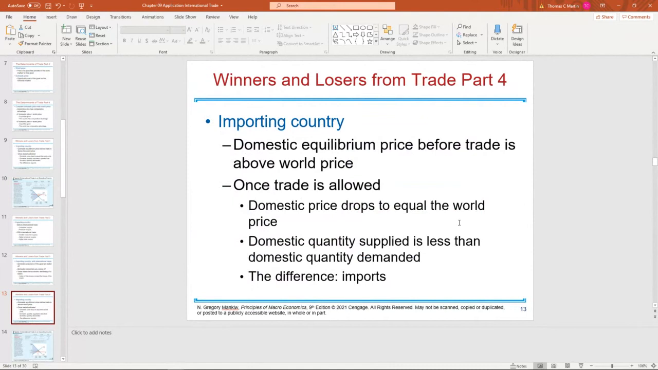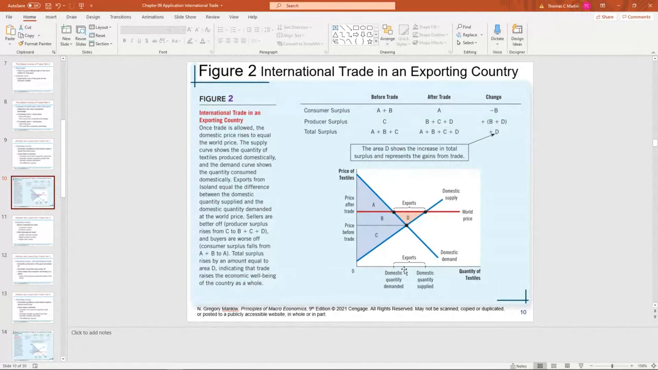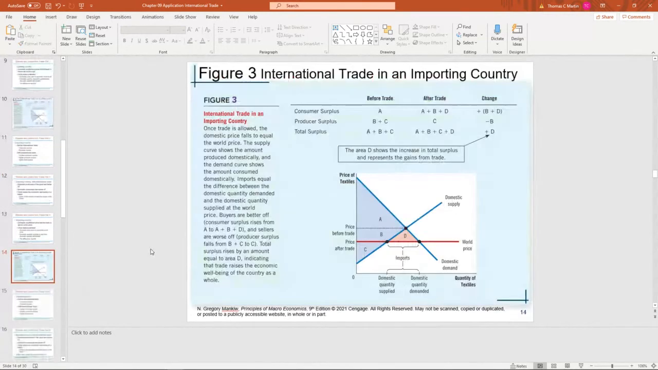Once trade is allowed, the domestic price drops. Domestic quantity demand is decreased. We saw that because it moves from here, the original equilibrium, to here. So there are winners on both sides, but not on all three. The domestic consumer will probably see the greatest negative pressure. The world will see better or more product. The supplier is going to be happy they're selling more product. So the burden will be on the consumer.